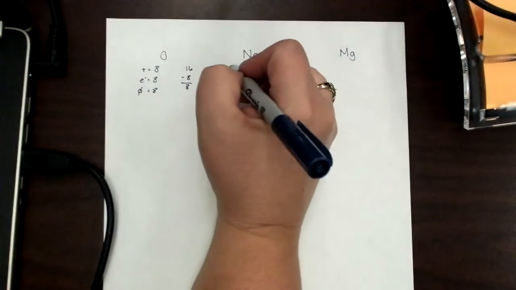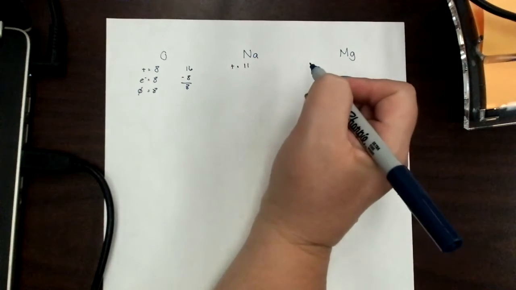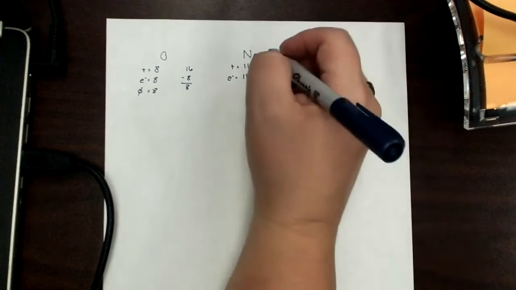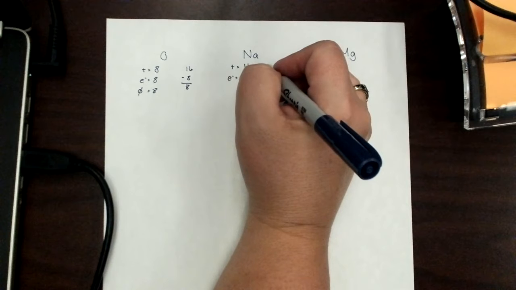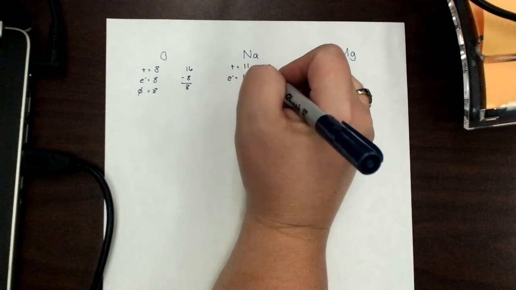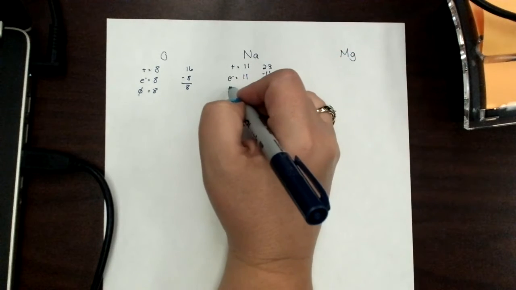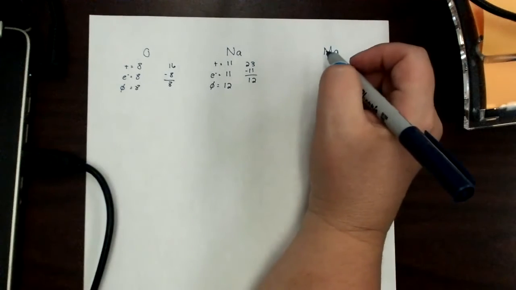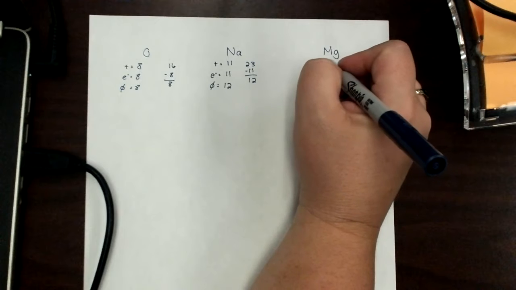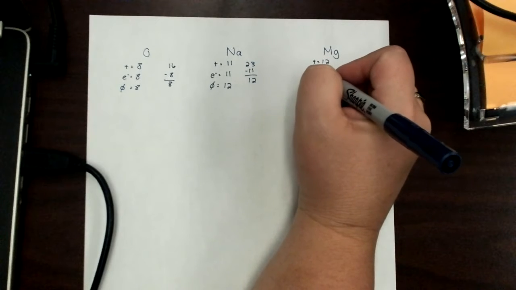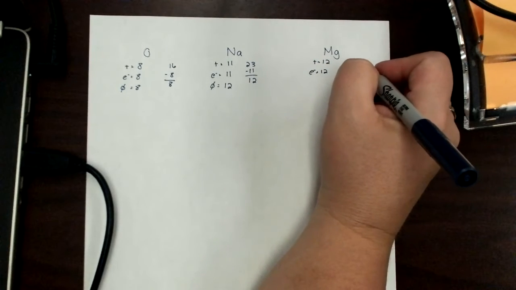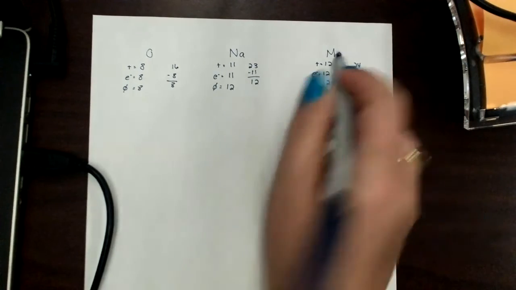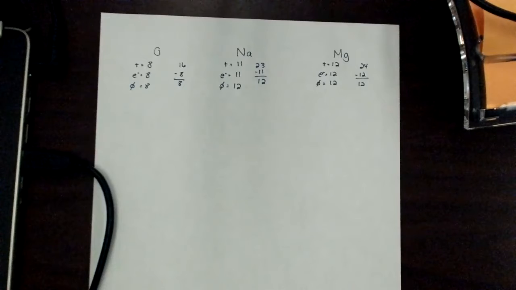For sodium, we found that the number of protons would be 11, and so the number of electrons would match at 11. And then to find the number of neutrons, we say 23 minus 11, which of course gives us 12, so we have 12 neutrons. And then finally, we had magnesium, which had 12 protons, and of course 12 electrons, and then 24 minus 12 gave us 12 neutrons. Okay, so this is how we would find the parts of the atom.